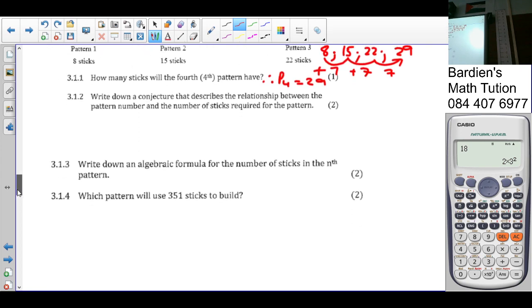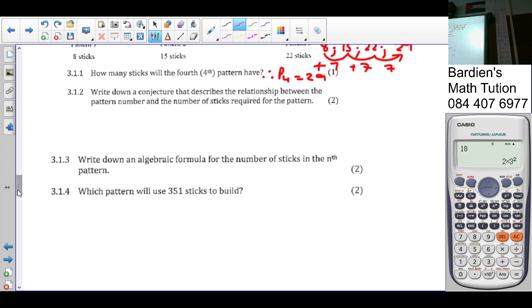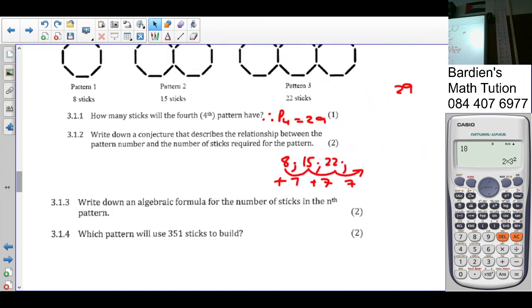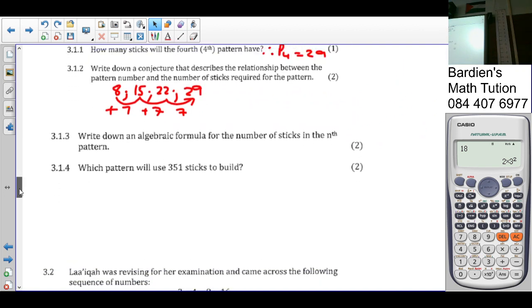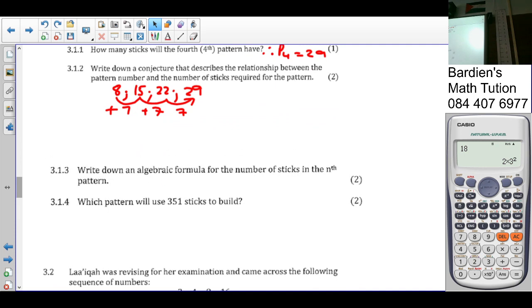Then the question says, write down a conjecture that describes the relationship between the pattern number and the number of sticks required for the pattern. So the conjecture is basically your general term in words. Okay? So the conjecture would be, you start off with 8. Then add 7 to the previous term.